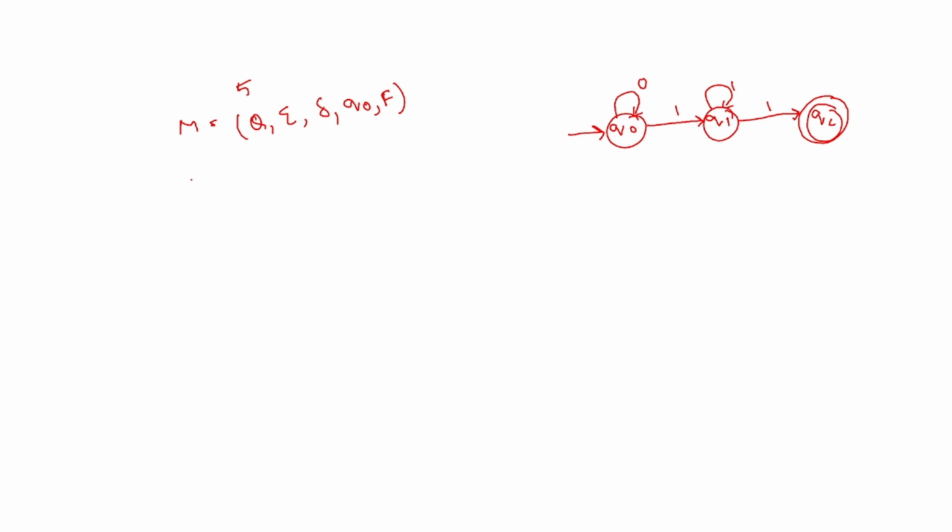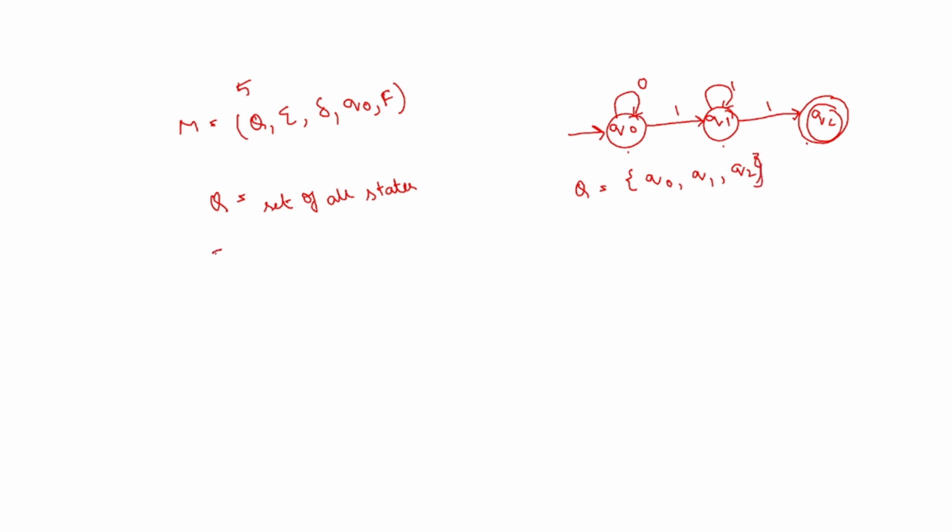So let us understand these things now. First one is Q. Q is the set of all states. So in this example we have 3 states. Those are q0, q1 and q2. So in this example Q is the set of states, that is {q0, q1, q2}.